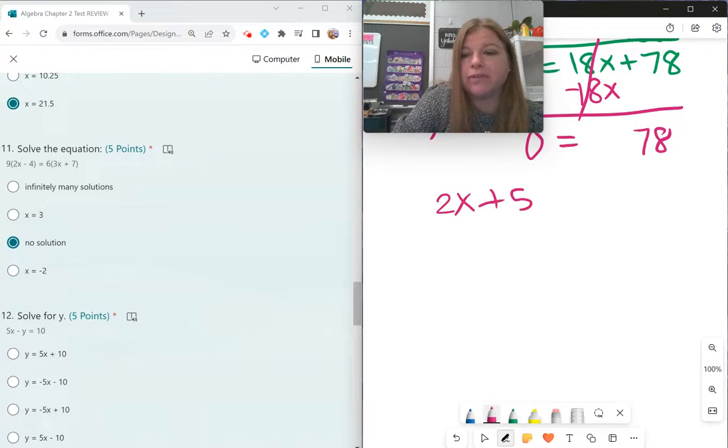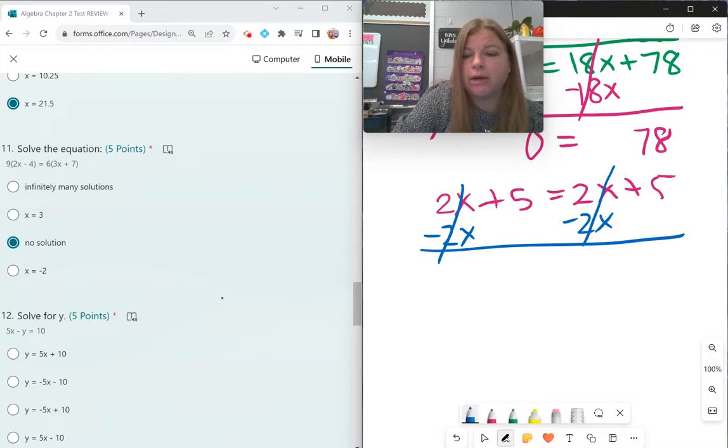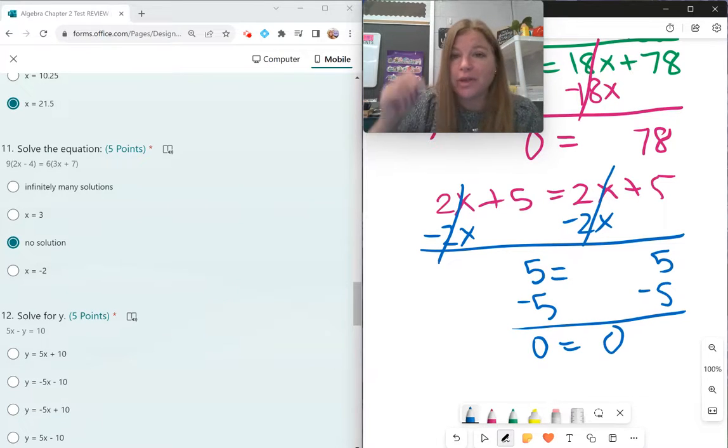However, if I came into a case where I have the same thing on both sides, like 2x plus 5 equals 2x plus 5, and I subtract 2x on both sides, my variables are gone. But look here, I'm left with a true statement like 5 equals 5. Or if I went a step further and subtracted 5 on both sides, I'm left with 0 equals 0. When you're left with that, that's when it's infinitely many solutions or all real numbers, okay? All real numbers is the best answer because all the numbers we know right now in Algebra 1 are real numbers. Any number in the world would work.